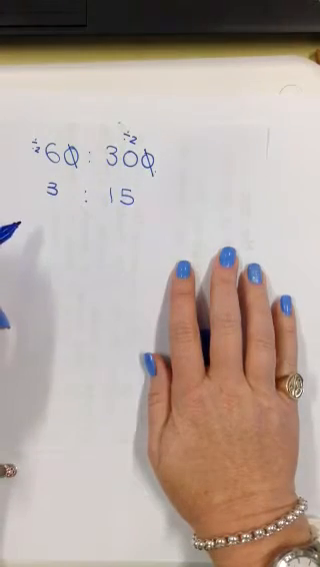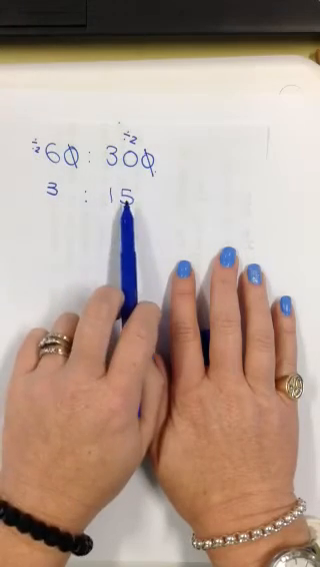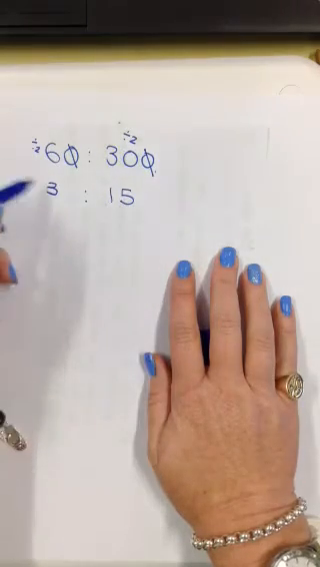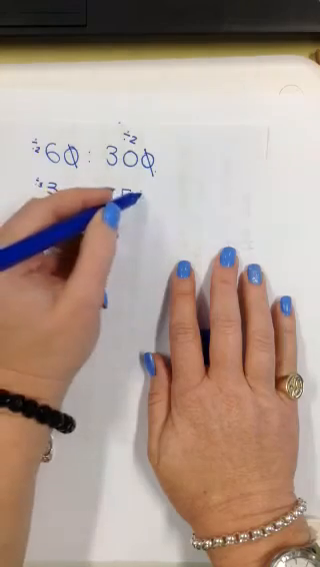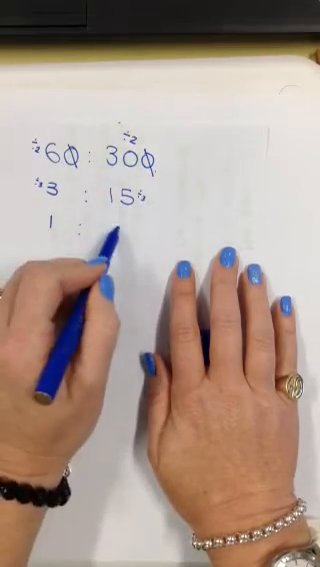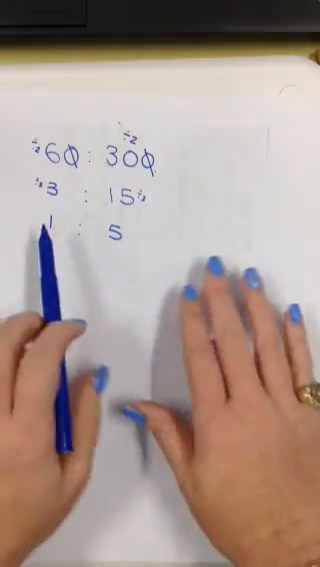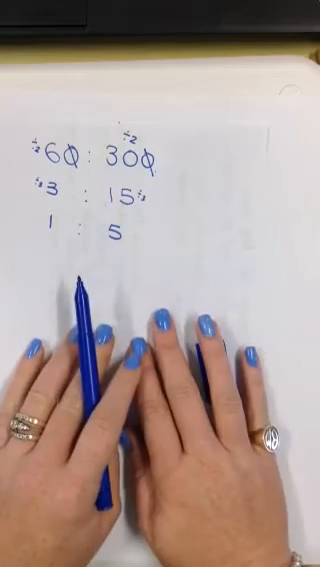And then I look and I think, actually I think I could make that smaller because I know that 3 can go into 3 and I know that 3 can go into 15. So I divide that by 3 and I divide that by 3. So 3 divided by 3 is 1 and 15 divided by 3 is 5. Okay, now I think I've got to the lowest. So the lowest that I've got to is 1 is to 5, and that would be my answer.